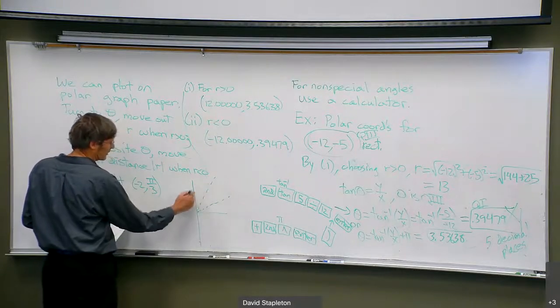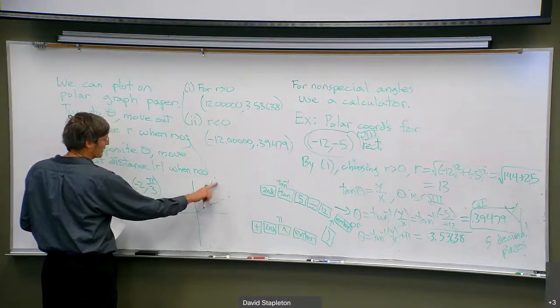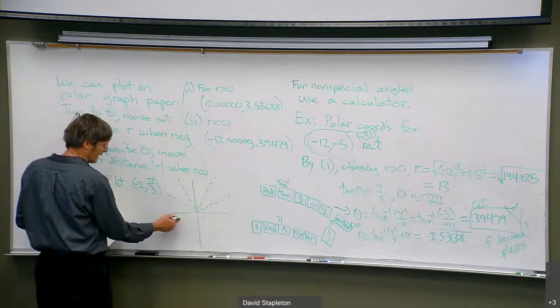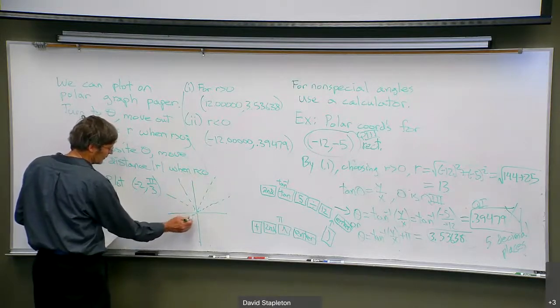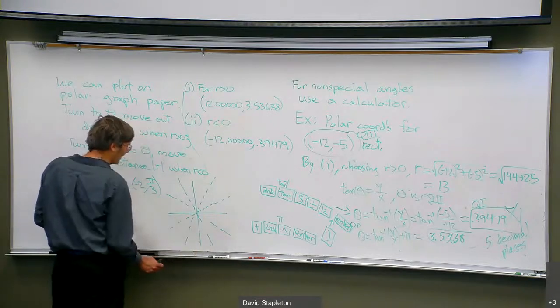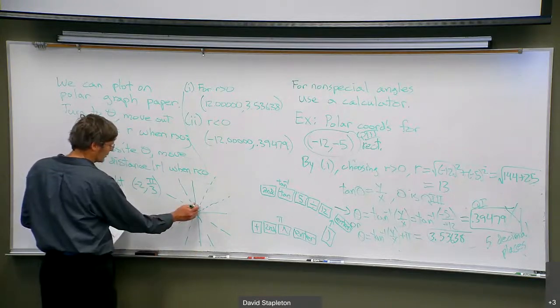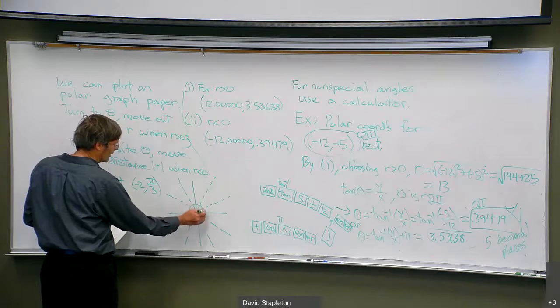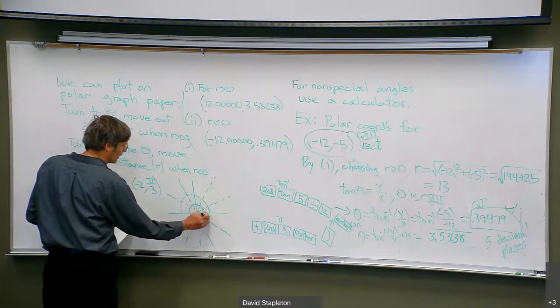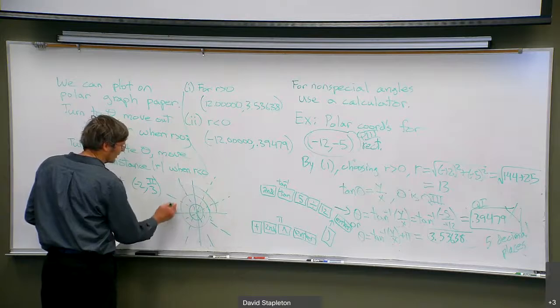It splits each quadrant into three pieces: 30, 60, 90, 120, 150, 180, 210, 240, 270, 300, and 330 degrees, like that. And then it will put the radius. Here's a radius of 1, radius of 2, radius of 3, and so on.